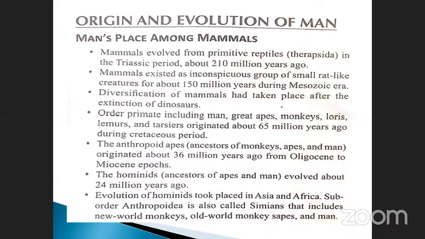The anthropoids, ancestors of monkeys, apes, and man, originated about 36 million years ago, from the Oligocene to Miocene epochs. These are all the epoch periods. Okay, 36 million. After that, what happened? The hominids, ancestors of apes and man. So this is our area. Apes and man evolved about 24 million years ago. 24, 12 added to 36.